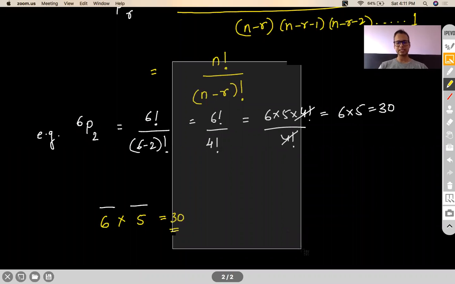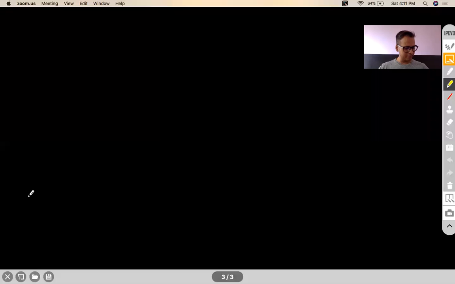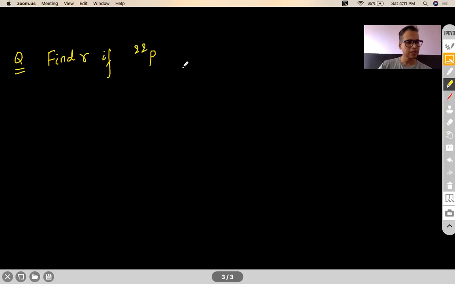All right. So now let us look into a small question based on this formula. Find r if 22Pr+1 is to 20Pr+2 is 11 is to 52. Find r.